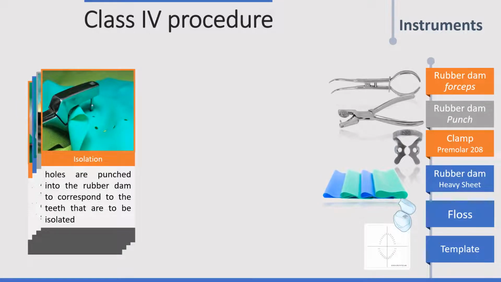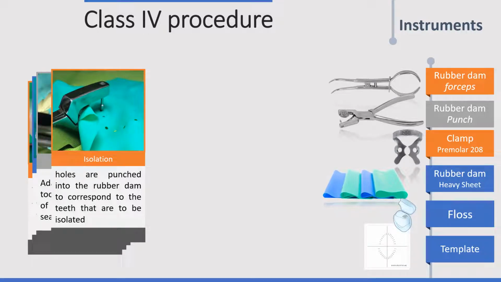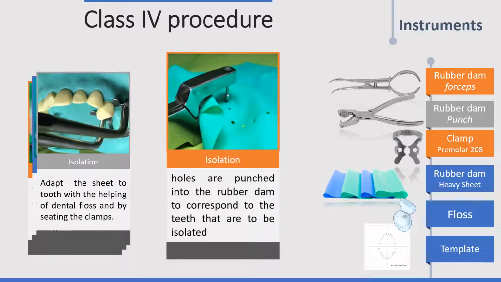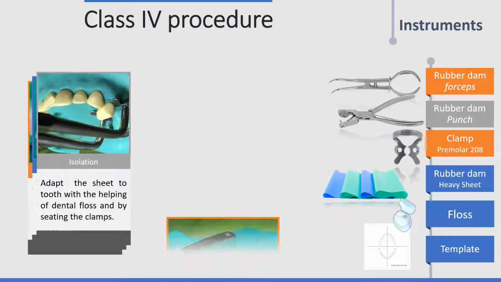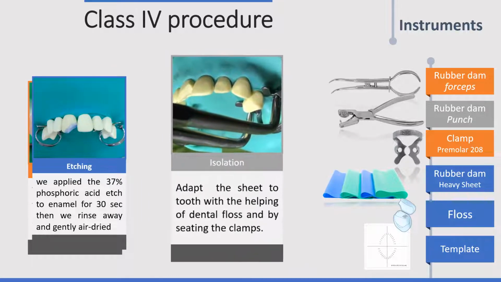Fast forward into rubber dam procedures associated with etching and bonding. For that, we need rubber dam forceps, punch, premolar clamps, heavy rubber sheet, dental floss, and template, and the isolation is done as follows. For determining the location of teeth using the template, we can use the punch to make holes into the rubber sheet guided by the template. All that corresponds to the teeth that should be isolated. Then adapt the sheet to the teeth with the help of dental floss to be tightly fixed, and seat the clamps using the forceps, of course.